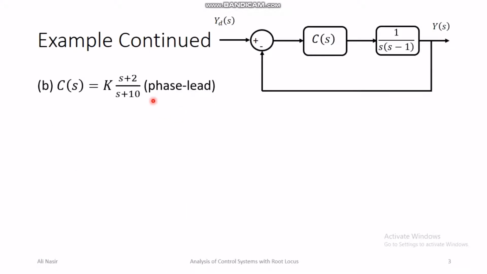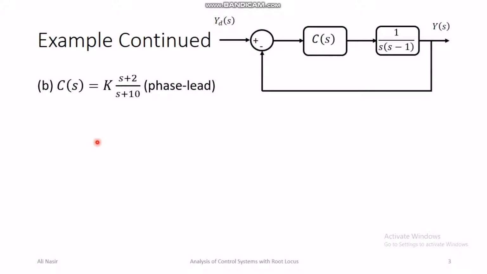Let's try the phase lead controller. You already know that a phase lead controller is a controller with one pole and one zero, in such a way that the pole is farther away on the left side compared to the zero. So we have a pole at minus 10 and a zero at minus 2. That's why this is a phase lead controller, because the pole is leading towards the left side.